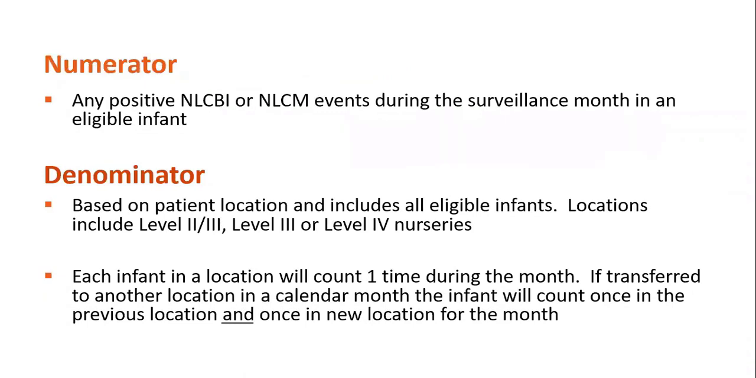The numerator is any positive NLCBI or NLCM event during the surveillance month in an eligible infant. The denominator is based on patient location and includes all eligible infants. Locations include a level 2-3, level 3, and level 4 nursery. Each infant in a location will count one time during the month. If transferred to another location in a calendar month, the infant will count once in the previous location and once in the new location for the month.